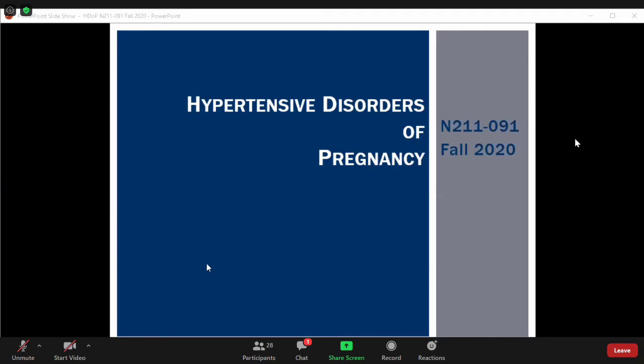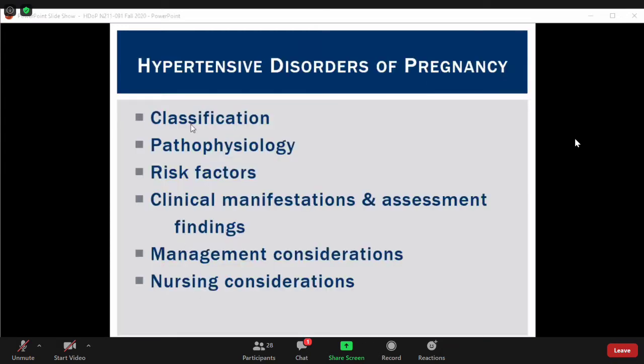Okay, so hypertensive disorders are a spectrum. It's not just preeclampsia. There are a spectrum of hypertensive disorders that can occur during pregnancy. We will spend most of our time talking about preeclampsia because that is what we see most often. But I want you to remember that there is a spectrum. So we'll go through all of these, the classification, the pathophysiology.